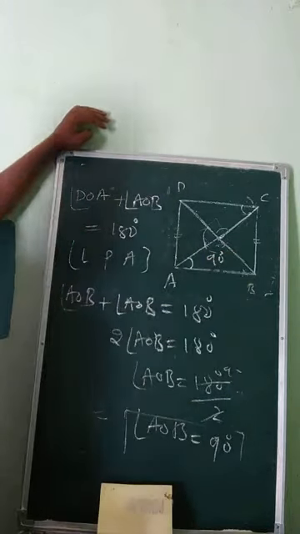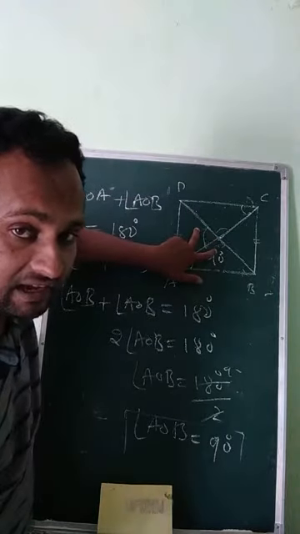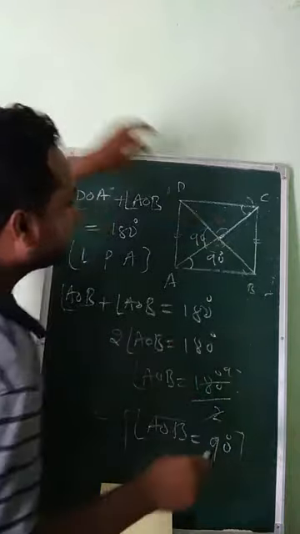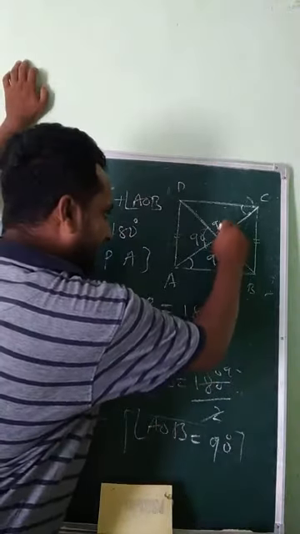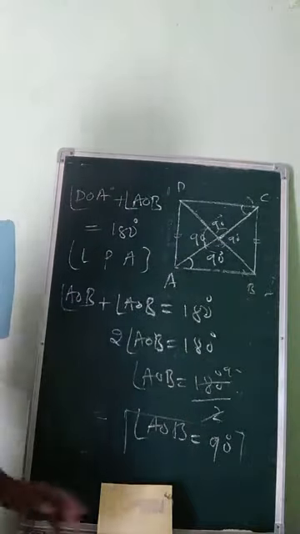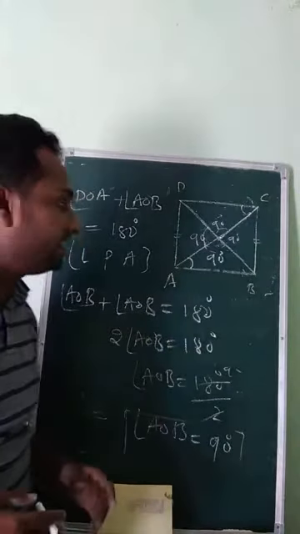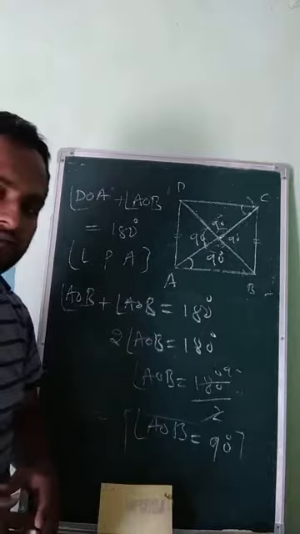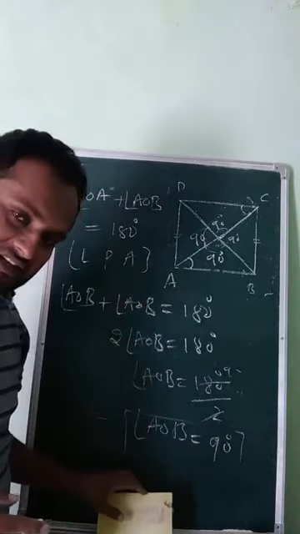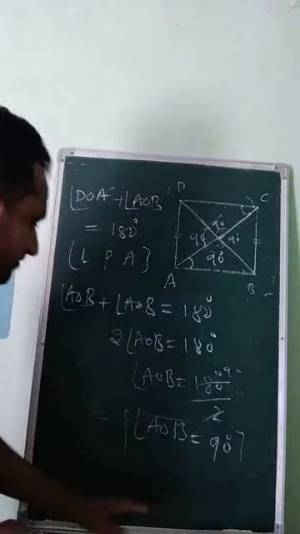Correct? Then the linear pair has 180 degrees. This is 90 degrees, which means what about this angle also? 90 degrees. Similarly what about this one? 90 degrees. And this is also 90 degrees. Now finally, what is the conclusion of all these points? The diagonals of a square bisect each other at perpendicular. I hope you understood.